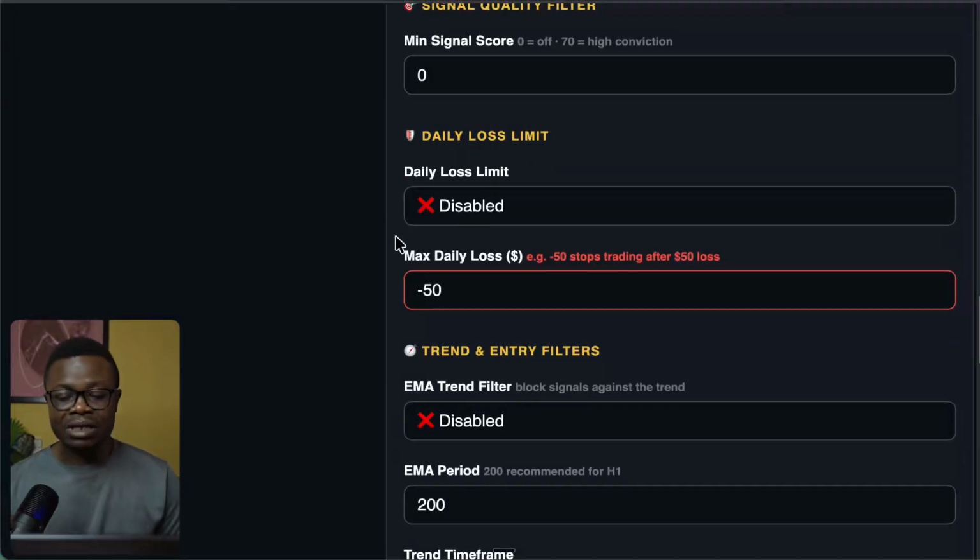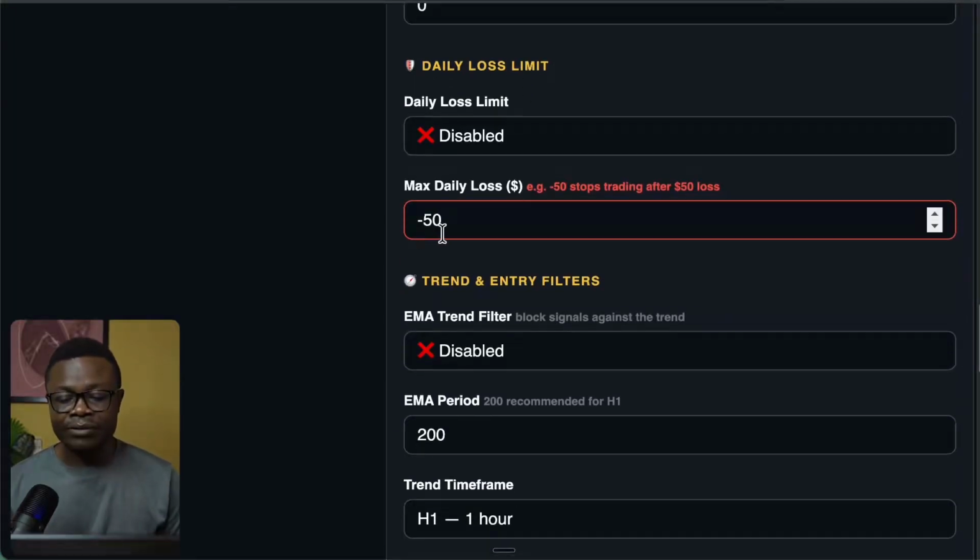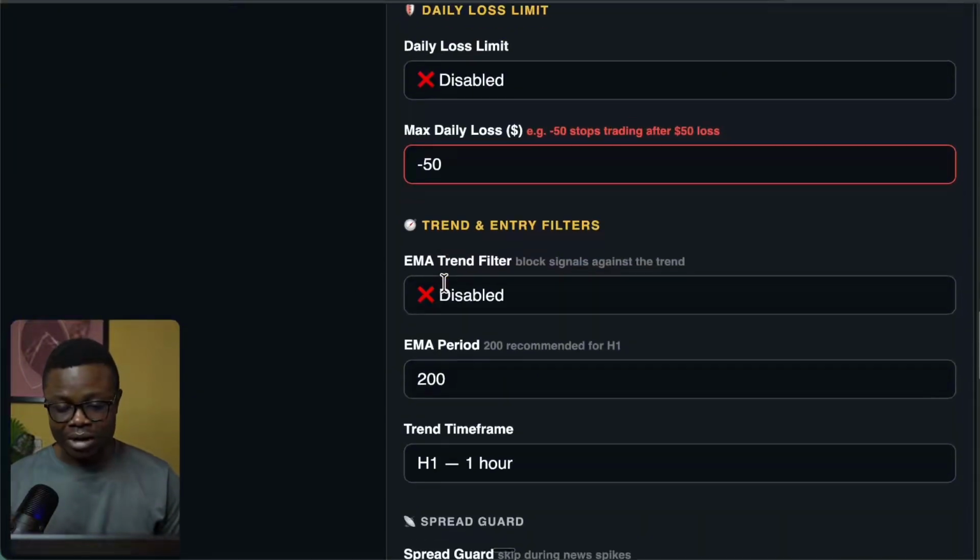And then daily loss limit. If we hit minus $50 in a day, if you enable this, once you continue to hit stop loss and it accumulates up to $50, automatically the bot will stop. It will no longer trade for that day again. So that's this one. If you want to, you can go ahead and enable that.